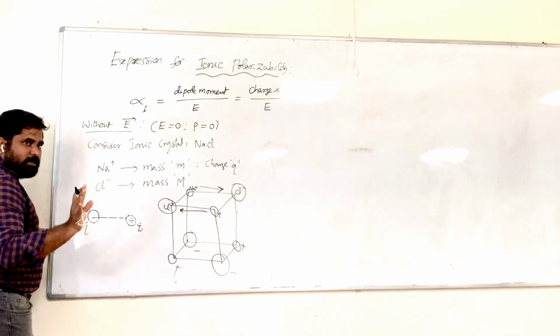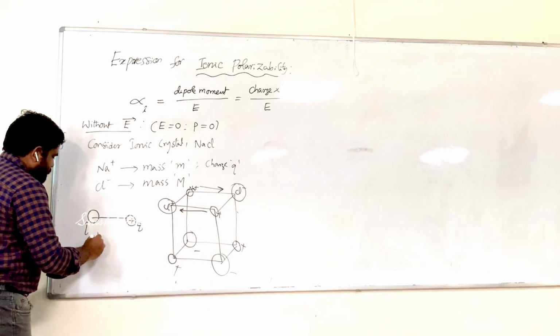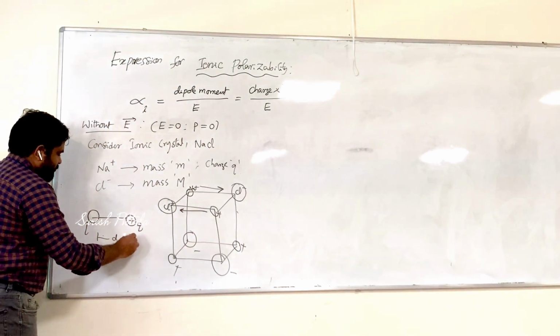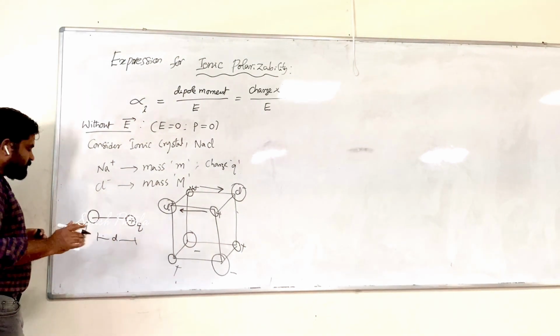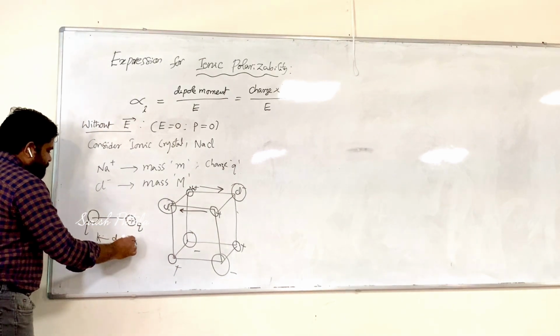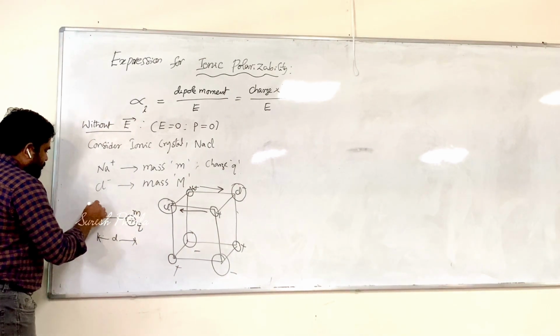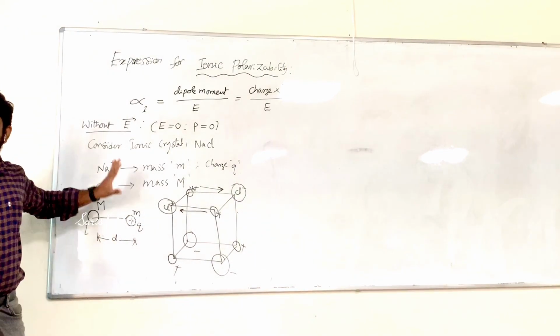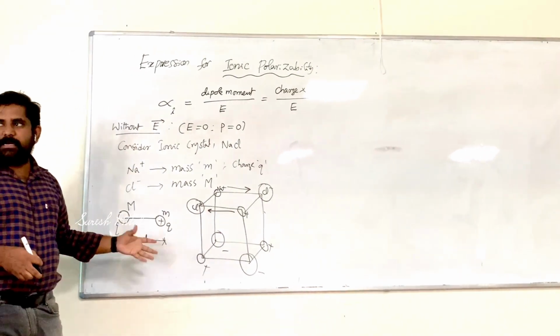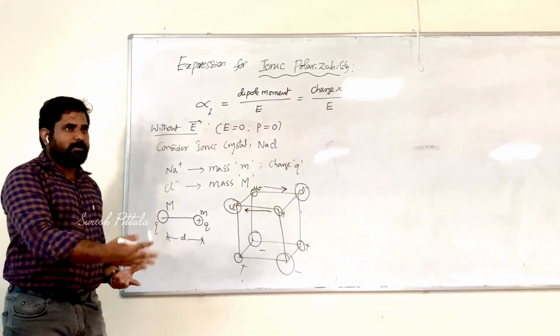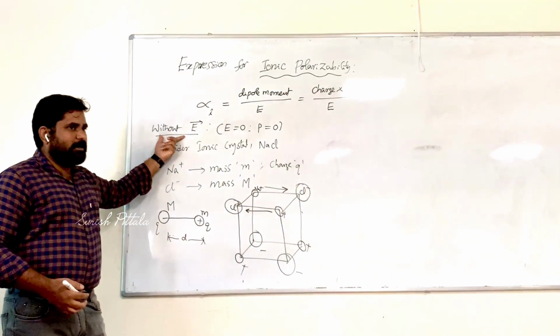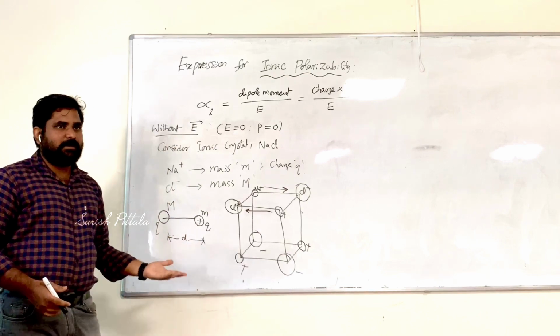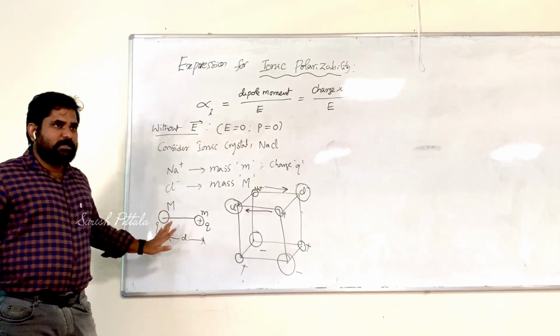Some distance is already there. Let me call the distance d for our reference. It has mass small m, and it has mass capital M. Clear up to here? So we have prepared everything. The ingredients are ready now. Now we will go into the applied electric field and derive what happens. Up to here it is clear?